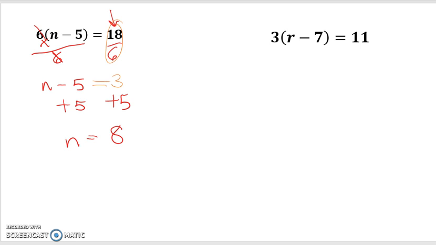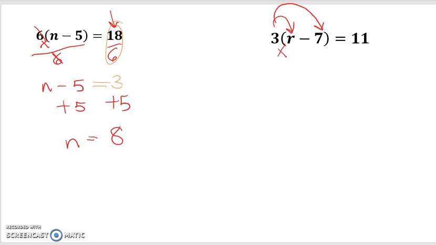Over here, we talked about the fact that 3 can divide into 11, but it won't give you an integer. So you might decide that I'd rather expand the brackets, and it does involve more work, but probably the arithmetic's easier. So 3 times r is 3r. 3 times minus 7, don't forget it's 3 multiplied by minus 7, will give you a negative 21, and that equals 11. So this is where one of the tricks where students might make an error.